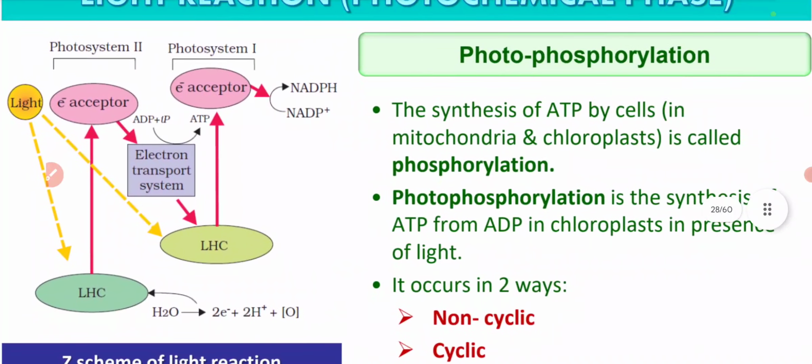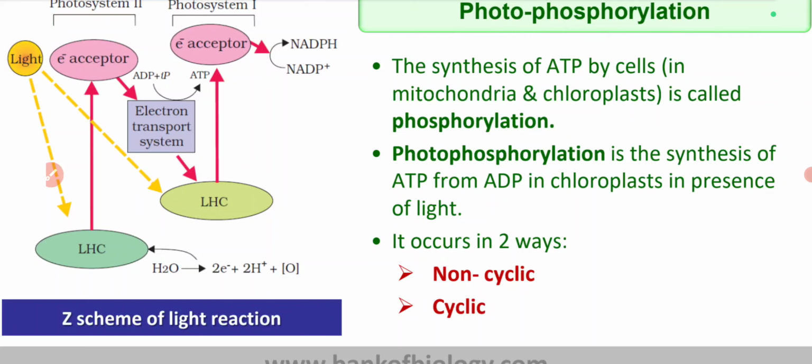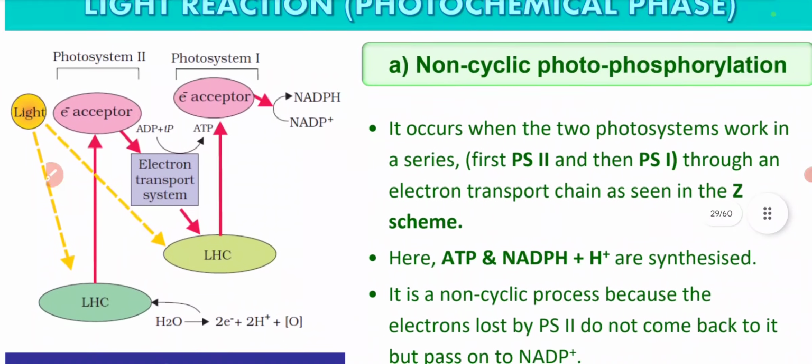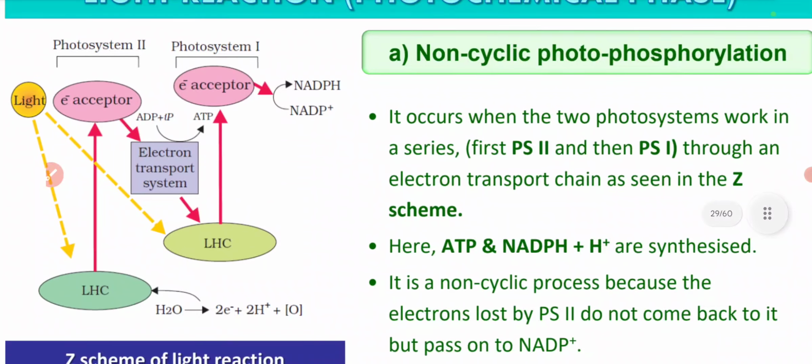Next is photophosphorylation. The synthesis of ATP by cells in mitochondria and chloroplast is called phosphorylation. Photophosphorylation is the synthesis of ATP from ADP in chloroplast in presence of light. It occurs in two ways, non-cyclic and cyclic. First of all, non-cyclic photophosphorylation. It occurs when the two photosystems work in a series, first PS2 and then PS1, through an electron transport chain as seen in the Z scheme.